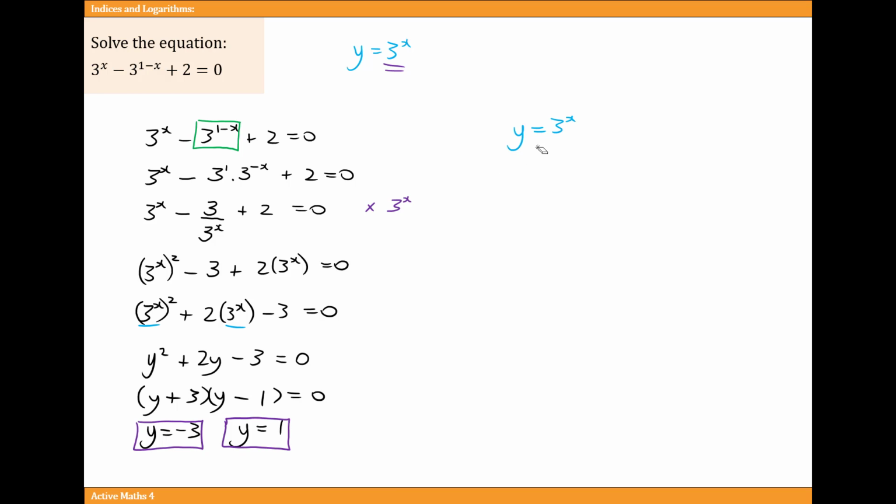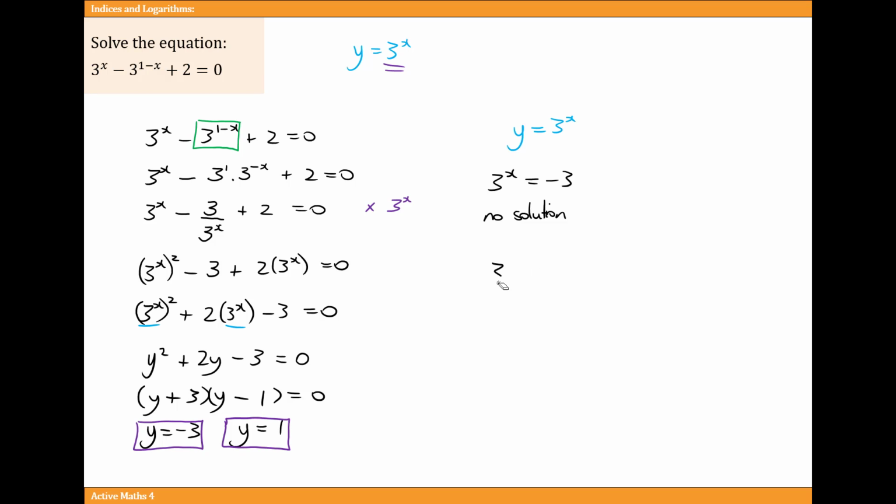So we have y is equal to 3 to the power of x. We know that y is equal to minus 3. So 3 to the power of x is equal to minus 3. There's actually no solution to that. We cannot raise 3 to any power and get a negative number. A positive number to a power will not ever turn into a negative number.